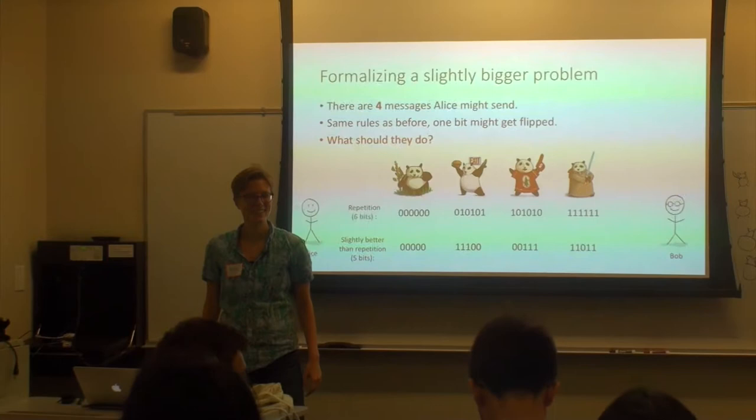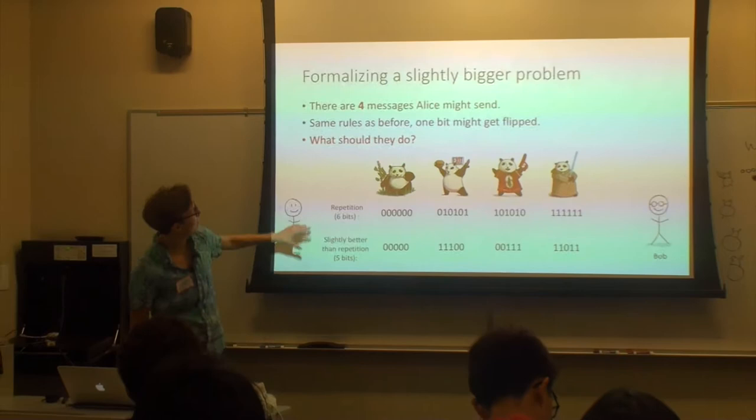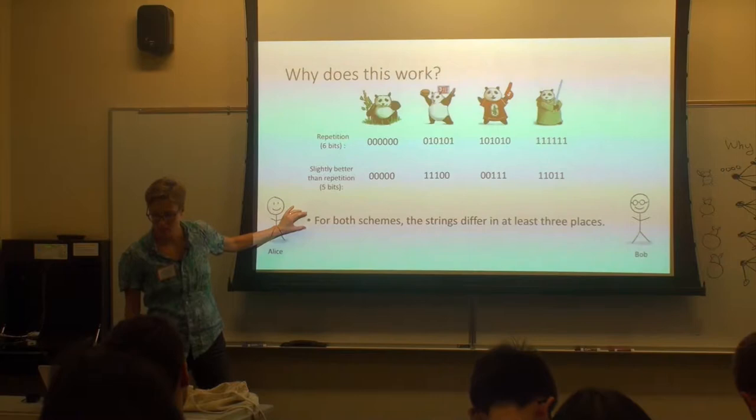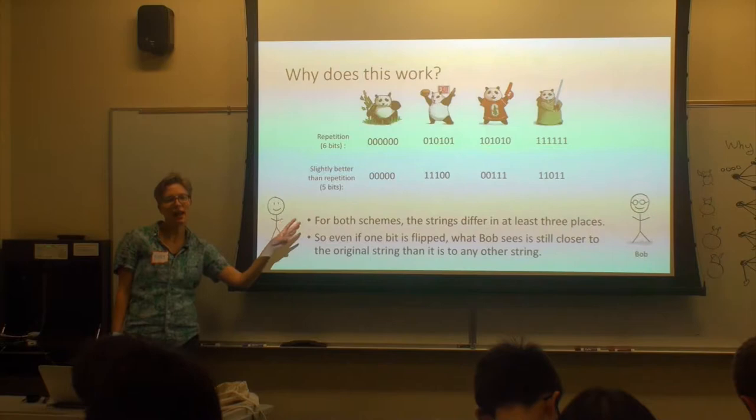Okay. All right, so now we've solved this question. Just a quick recap. We had a 6-bit solution. We came up with a slightly better 5-bit solution. And the main point is that these strings differed in at least 3 places. So even if one bit got flipped, what Bob sees is still closer to the string he got than any other string. So that's just the logic that we just went through.